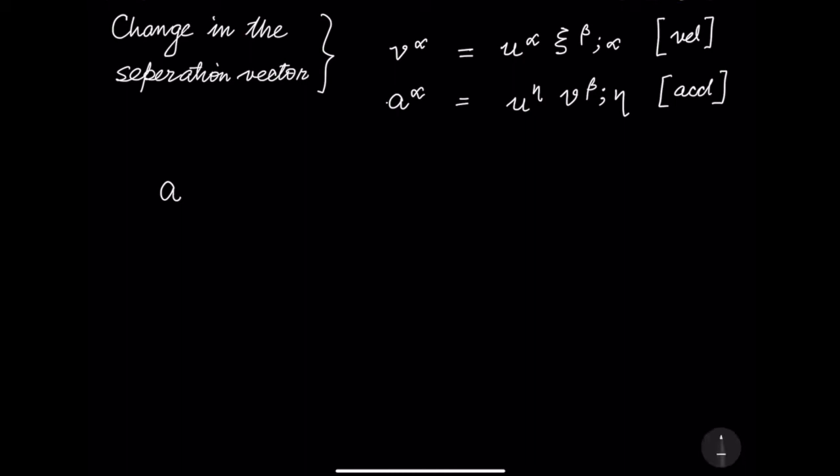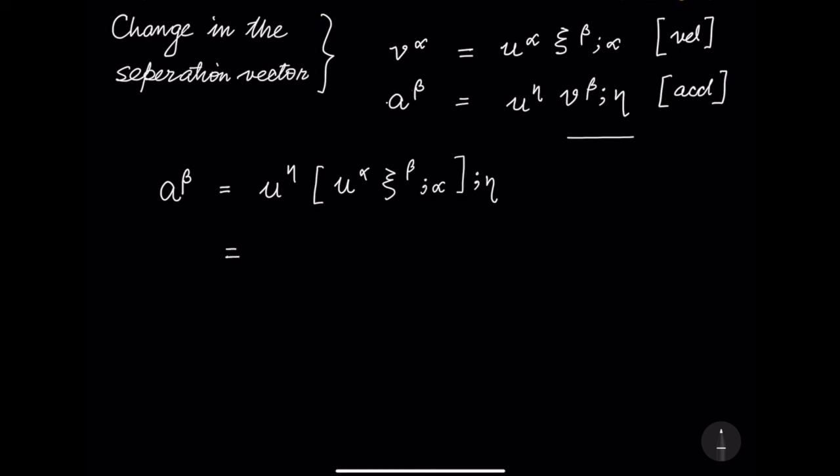This should be A beta, not alpha. So A beta is u eta, this I can replace as... Let's use some shorthand notation because otherwise it will become quite complicated.